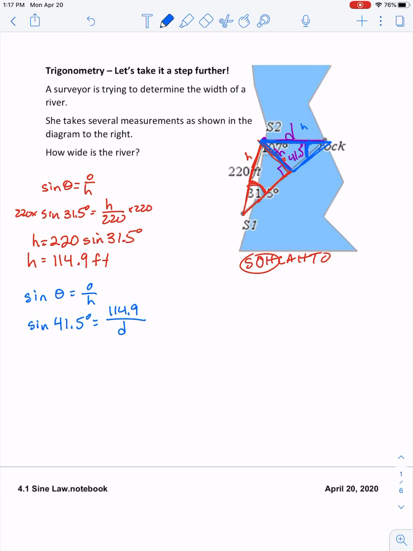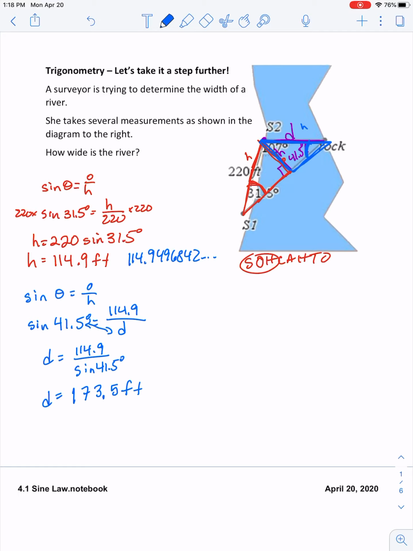And remember, when the d is in the denominator, you can just interchange these two, so d equals 114.9 divided by the sine of 41.5 degrees. I still have the old number in my calculator because this wasn't 114.9 exactly. It was 114.9496842 and so on. So I'm just going to divide it by the sine of 41.5, and that gives me 173.5 feet.